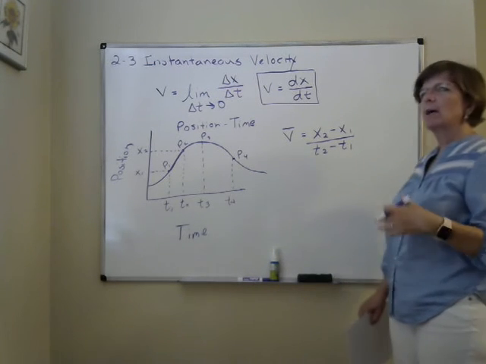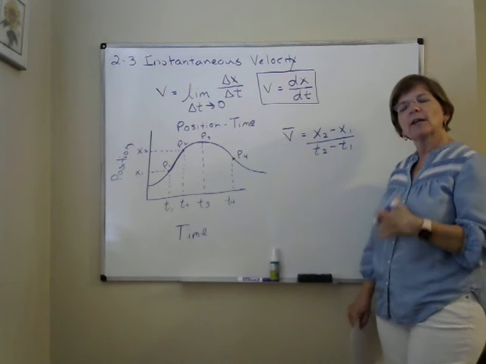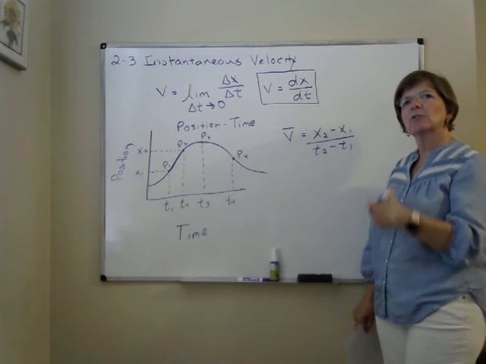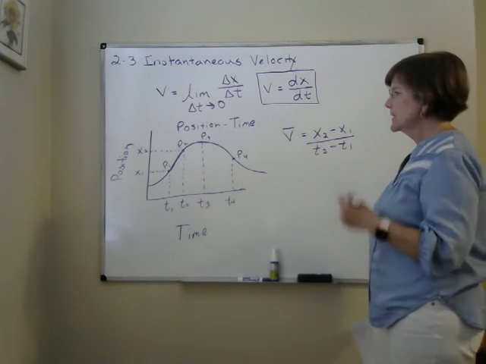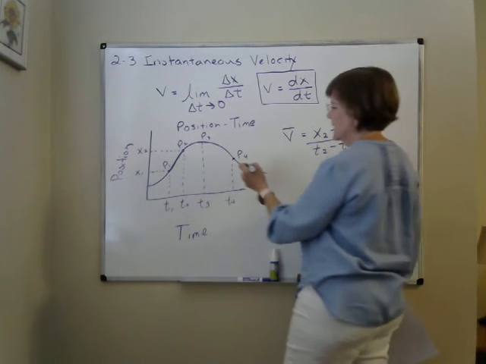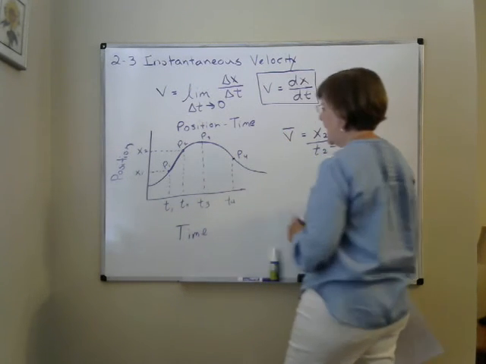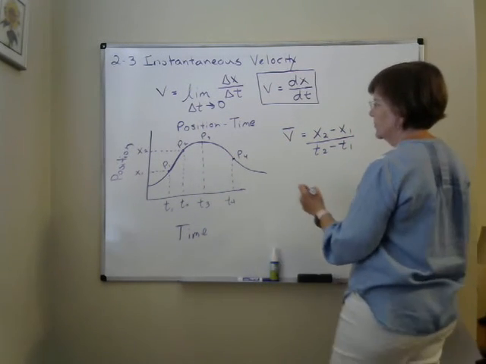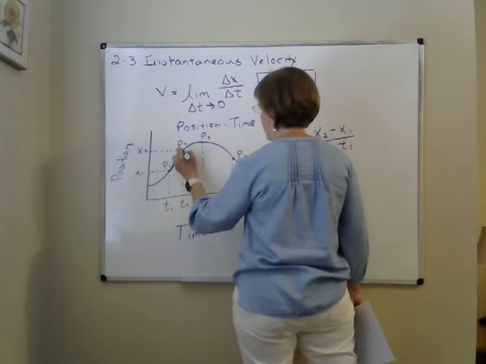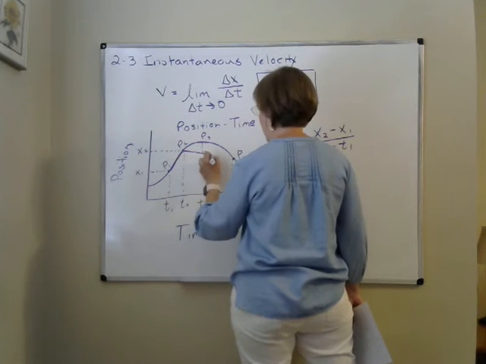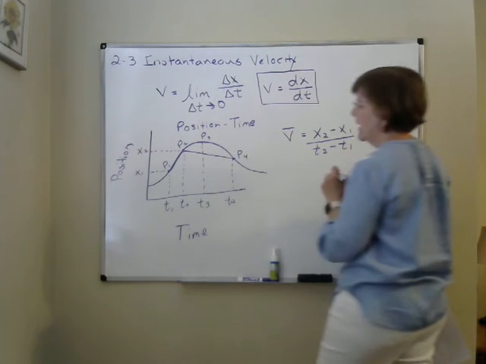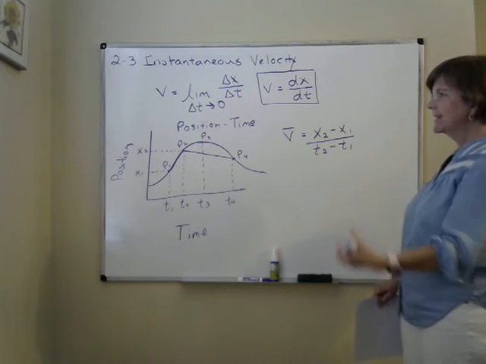So position time graphs give us a lot of information about velocity. If we pick 2 points, I can get the average velocity from here to here. I'd get a very different answer. What if I wanted the average velocity from point 2 to point 4? That would be the slope of that line. Notice that would be an average negative velocity.